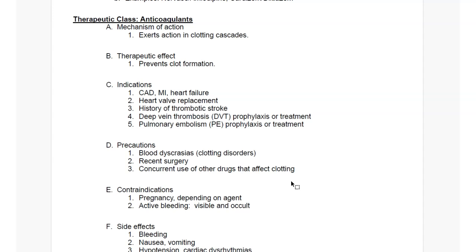Now, contraindications or reasons why we shouldn't give anticoagulants include pregnancy, depending on the agent, because there are anticoagulants that are okay to receive during pregnancy, as well as active bleeding. So meaning there's an active or ongoing bleeding, regardless of whether it's visible or occult. Visible meaning you can visualize the blood coming out, right? That you know for sure that the patient is bleeding, but sometimes it's occult or hidden, such as when it's internal and you can't really see it per se.